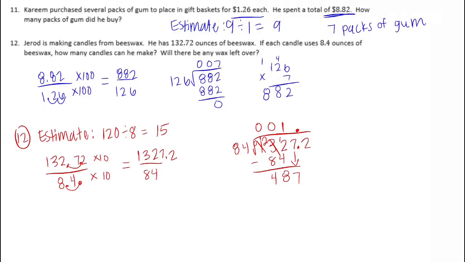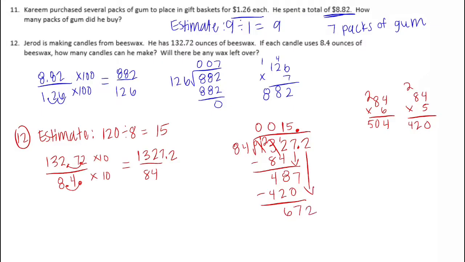How many times could 84 go into 487? My guess is about 5 or 6. Let's try 6. It might be too big. 6 times 4 is 24. 8 times 6 is 48, plus 2 is 50. Yep, too big. 420. We get 67. Bring down the 2.